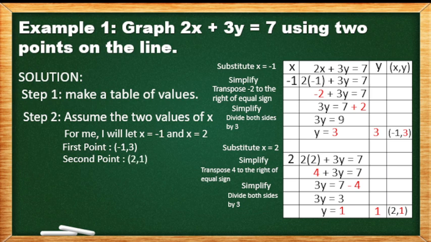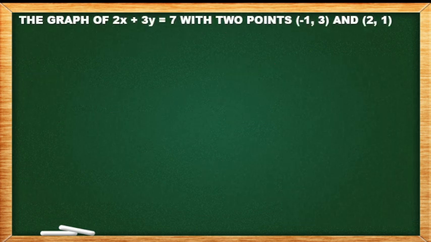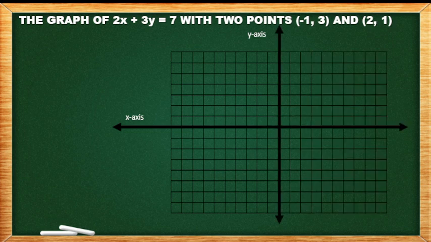And now, pwede nating i-graph kasi meron na tayong dalawang points. So, plot the points na natin dun sa may Cartesian plane. Ayan. So, to graph 2x plus 3y is equal to 7, by using these 2 points, plot muna natin yung negative 1 and 3. Negative 1 and 3, negative, positive. So, therefore, nasa quadrant 2. So, ang locations niya, this is negative 1, taas, 1, 2, 3. So, andito. Ito ang negative 1 and 3.